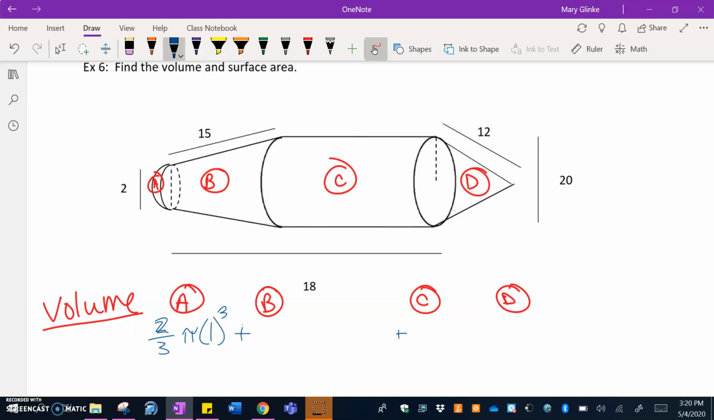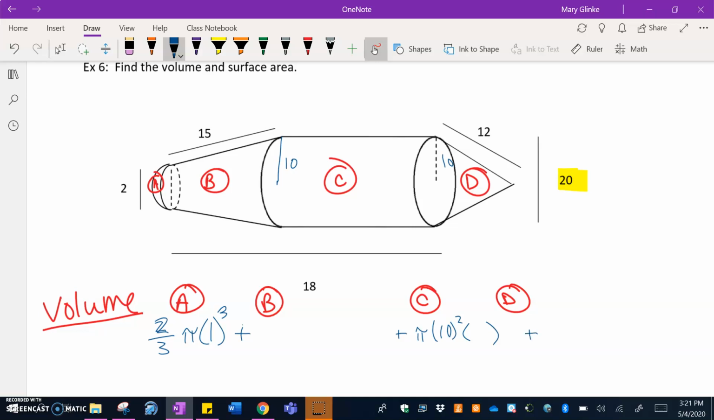The volume of the cylinder is going to be pi r squared. Now we need to find the radius of the cylinder, and so this 20 over here is going to help us do that. Half of that means that the radius here is 10, and the radius over here also is 10. So we're going to use pi r squared times the height. And here's where, again, we have to pause. We don't know our height yet, so we'll come back to that part.